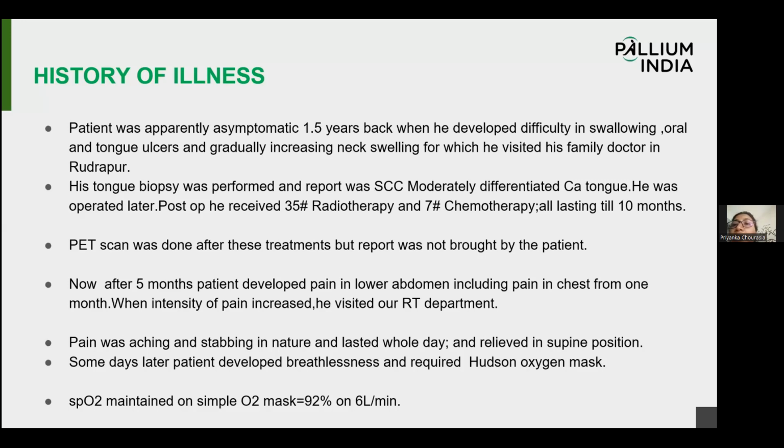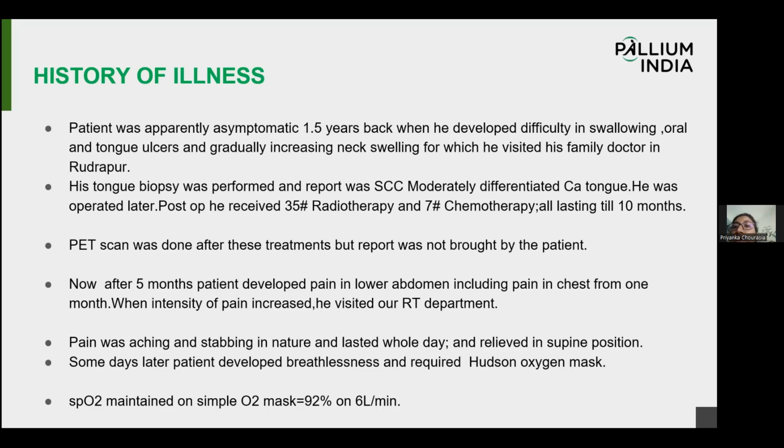In the post-op, he received 35 fractions of radiotherapy and 7 fractions of chemotherapy, for 10 months. And PET scan was also done, but he did not bring the report to us. After 5 months of this chemo and radiotherapy, he developed pain in lower abdomen, including pain in chest from 1 month. And when the intensity of pain increased, he visited our radiotherapy department.